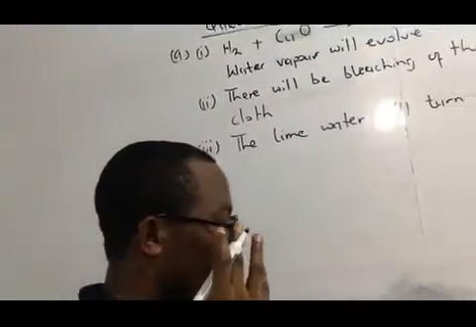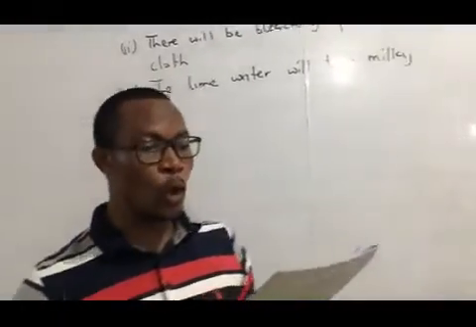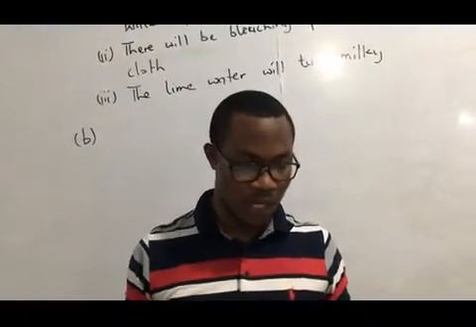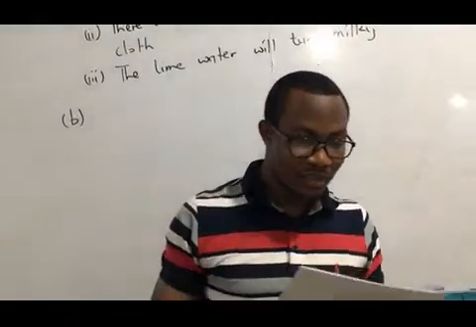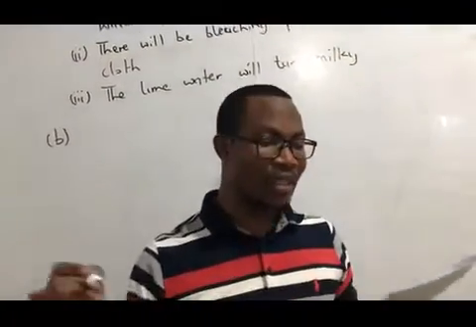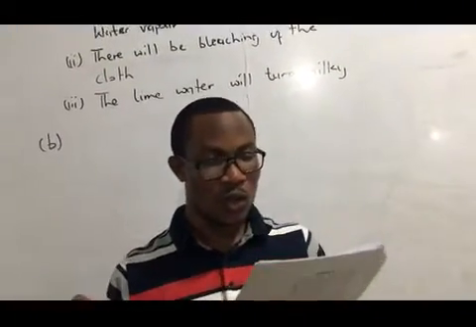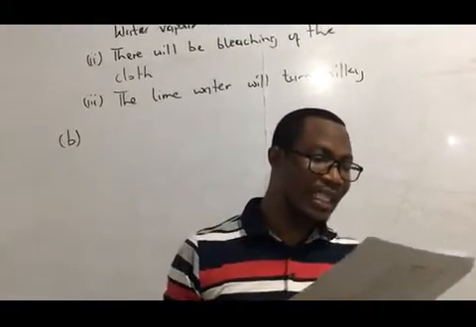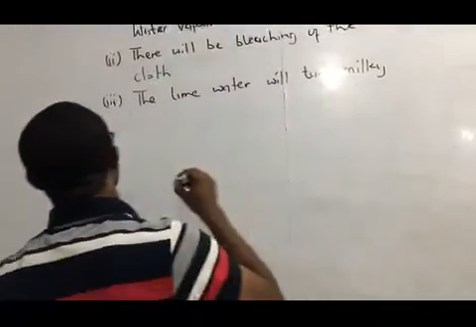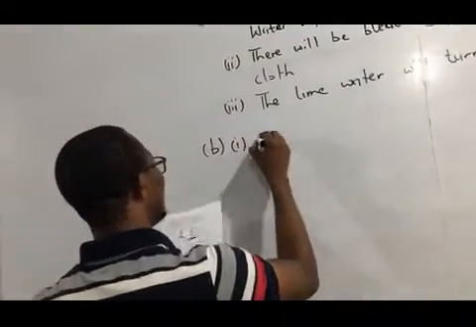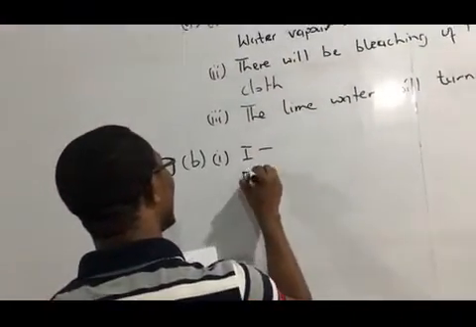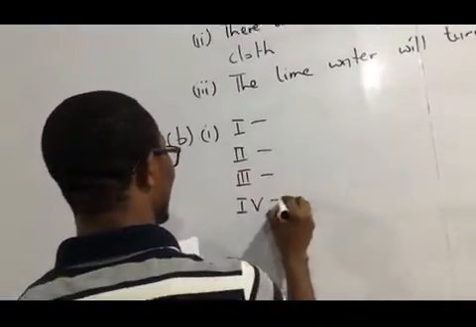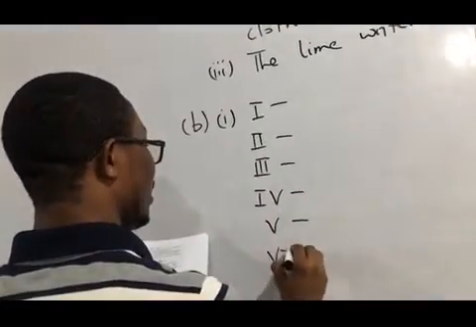Now the B part. It says the setup below is for preparation of a certain gas in the laboratory. So you have the diagram and some parts have been labeled I up to VI. The question I says name the parts indicated in the diagram. You're supposed to name the parts.